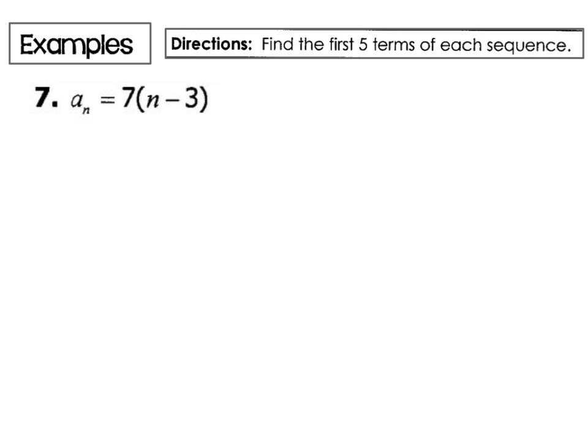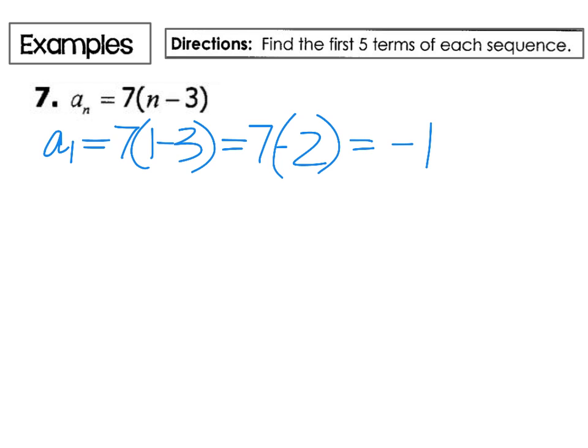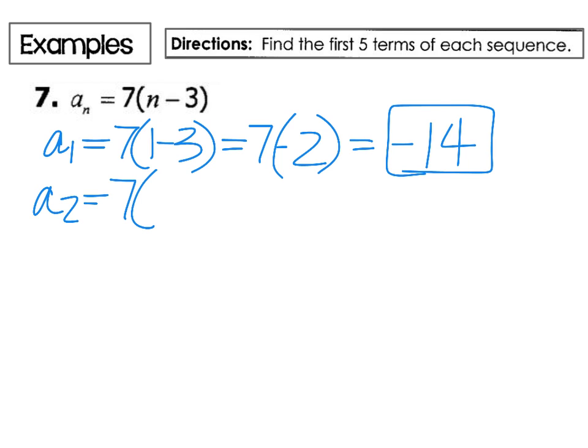So, for example, if we want to find the first term, the first term would be a sub 1. This is our first term, and in this case, n equals 1. So we plug 1 in for n. So we say 7 times 1 minus 3. n equals 1 because we're talking about the first term. So then we just simplify 7 times negative 2, and our first term is negative 14. Now to find our second term, a sub 2. We say 7 times n equals 2. 7 times negative 1, we get negative 7.